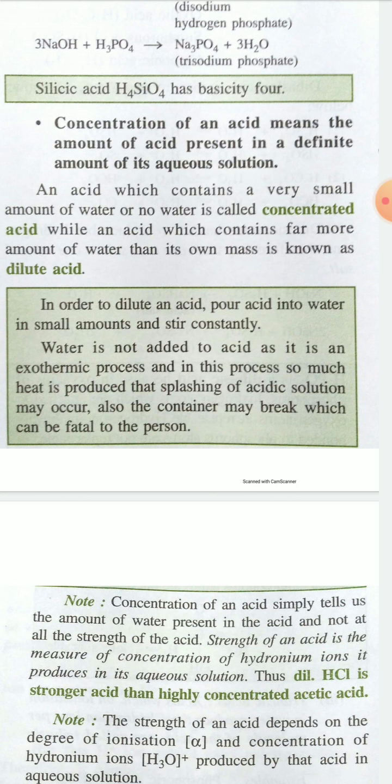Now, how to dilute a concentrated acid to its dilute solution? In order to dilute an acid, pour acid into water, not water into acid. You have to pour acid into water in small amounts and stir constantly. Water is not added to acid as it is an exothermic process. A large amount of heat will evolve if you add water to acid.